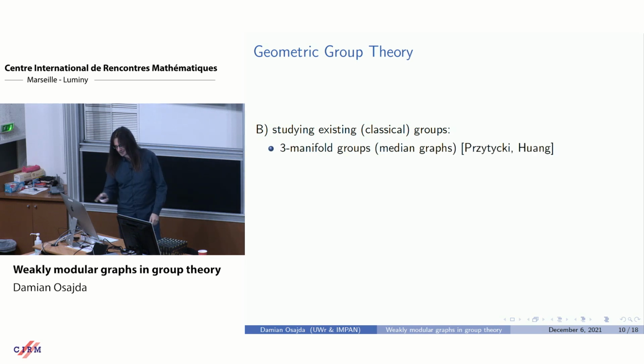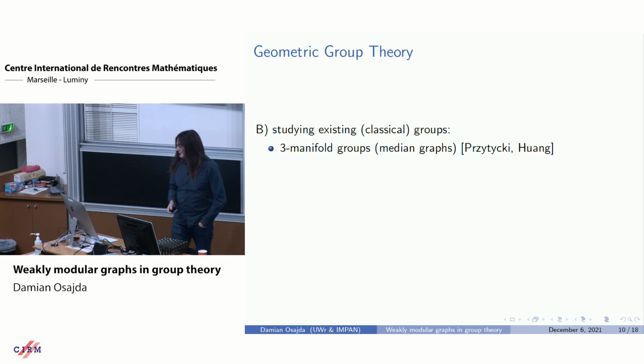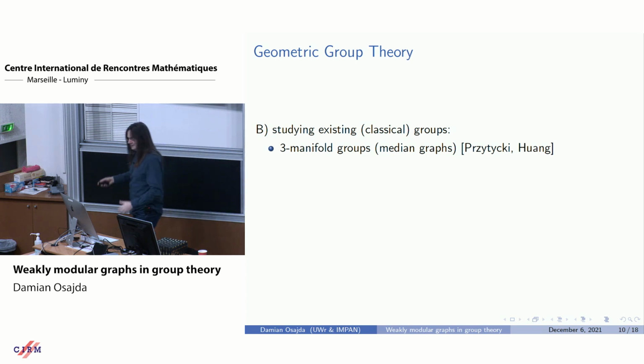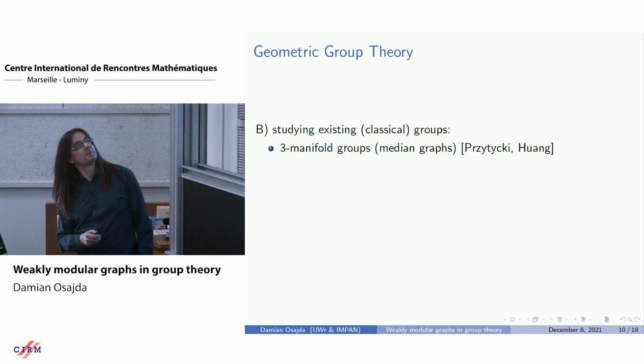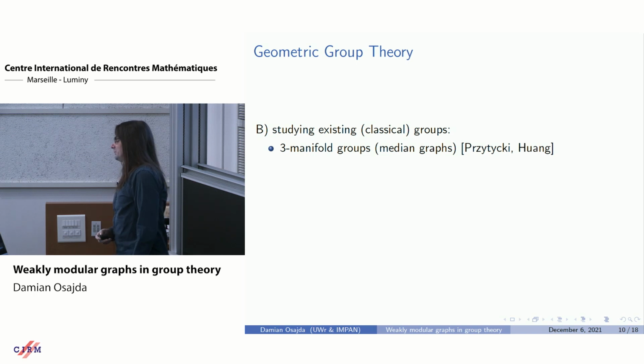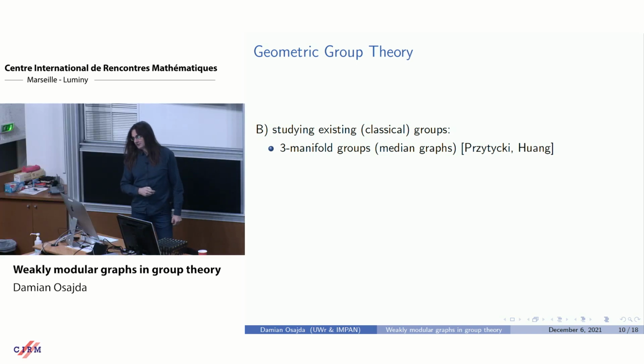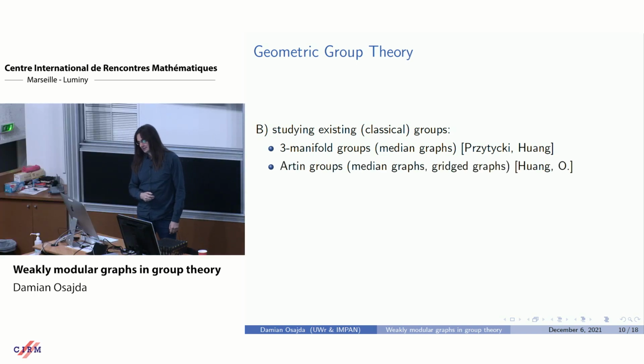So for example, median graphs, or CAT(0) cubical complexes, there was, and there is still, a big effort, but this was a big breakthrough by Agol and Wise in studying free-by-cyclic and 3-manifold groups. Here I just list some names of participants of this conference. So Piotr and Jingyin were working on this, for example. The other ones are Artin groups.